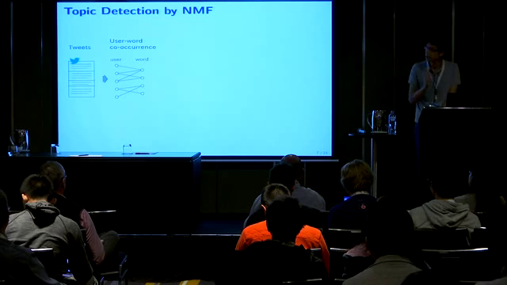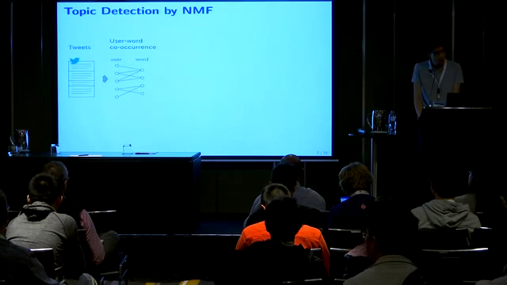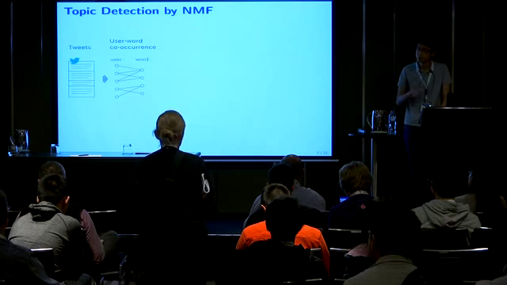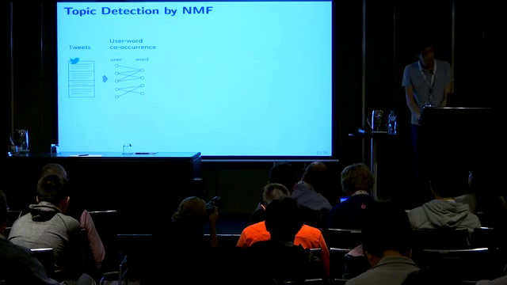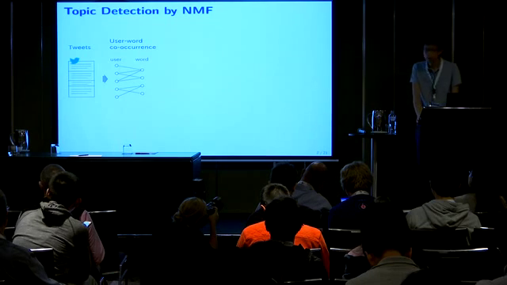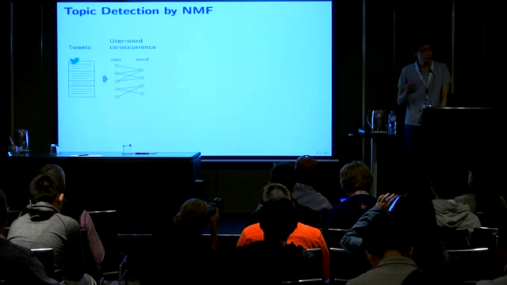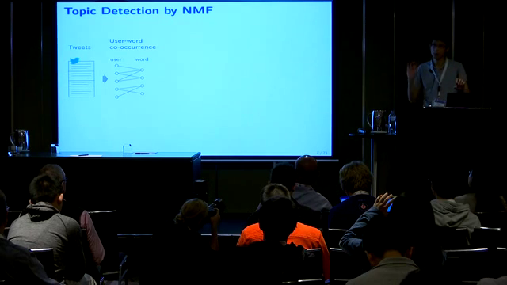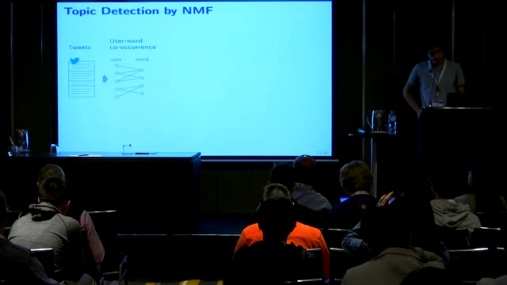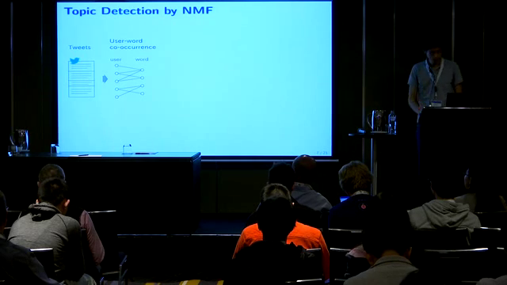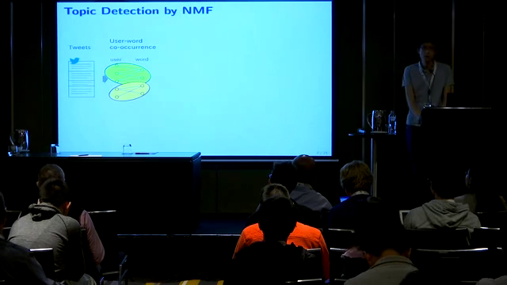Before that, let me briefly introduce topic detection by NMF. NMF tries to find word clusters. Basically, from the tweets we can generate this network. If a user tweets some message, and that tweet contains some word, the user and the word have an edge. By collecting such relationships, we can construct this network. And basically, topic detection is finding these clusters which are tightly connected.